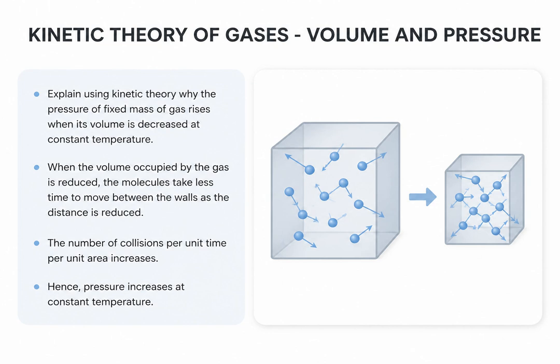When the volume occupied by the gas is reduced, the physical distance between the walls of the container is shorter. Because the temperature is constant, the molecules are moving at the same average speed, but they now take less time to travel from one wall to another. This means the number of collisions per unit time, per unit area of the wall, increases. More frequent collisions over a smaller area directly translate to an increase in pressure.